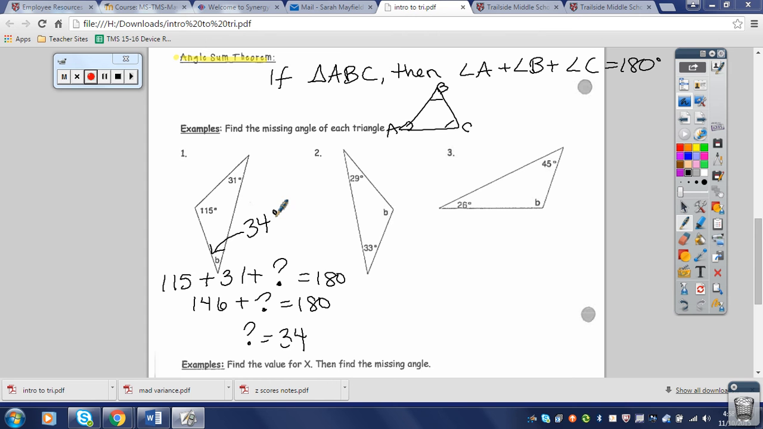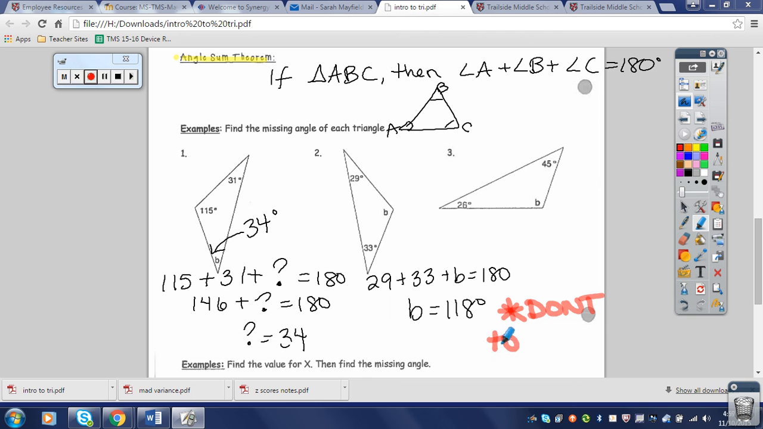Let's look at the next one. Same thing. I would take 29 plus 33 plus my missing angle, which is B. That has to equal 180 degrees. 29 and 33, when you add them up, you subtract them from 180, you should get B equals 118 degrees. Friendly hint, don't forget degree signs. We're talking about angles. We've been over this before. Write it down. Don't forget degree signs. Number 3 is for you to do on your own. You might want to pause it, solve it, and then keep pressing play to keep going.